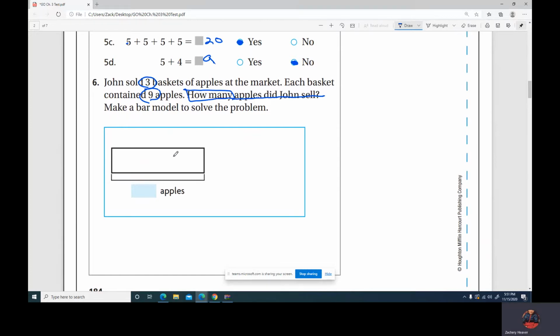So we know that he has 3 baskets. So I'm going to take this bar model and I'm going to divide it into 3s. I know that's not equal, but we'll make them as close. So we have 3 baskets. And there's 9 in basket 1, 9 in basket 2, 9 in basket 3. So I have 3 baskets with 9 in each. If I take 9 plus 9 plus 9, or 3 times 9, which is the same thing, you're going to get 27 apples. 27.